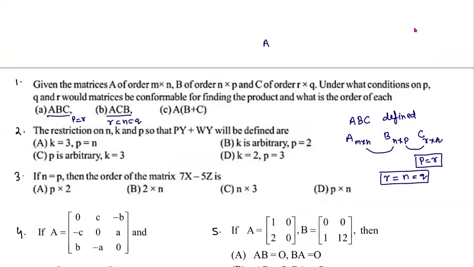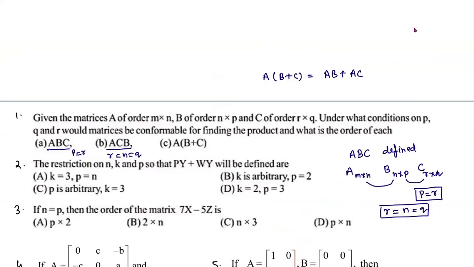And when is A into (B plus C) defined? Then we have AB plus AC. AB is already defined, and the order of AB is m cross p. Now AC is defined when n equals r, and then the order we have is m cross q.